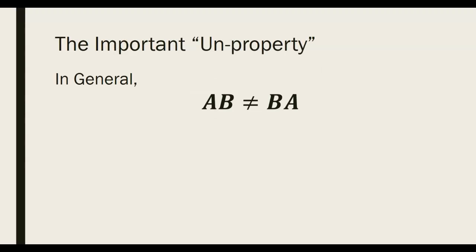And this leads us to probably the most important, what I'll call an unproperty in matrix multiplication. This is the thing we always have to understand. When you multiply two matrices, order is important. Multiplying A times B in general does not get you the same thing as multiplying B times A. So while real numbers are commutative when we multiply them, matrices are not commutative when we multiply them. I'll repeat that. Matrices in general are not commutative when we multiply. When we add, they are, but multiplication does not work that way.